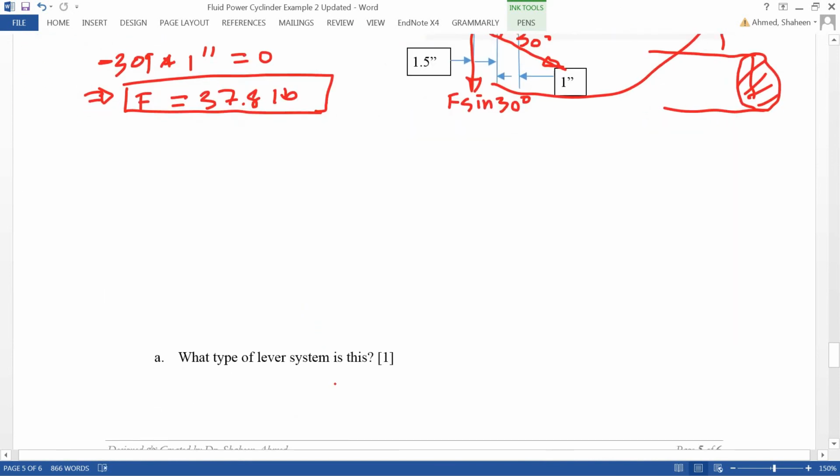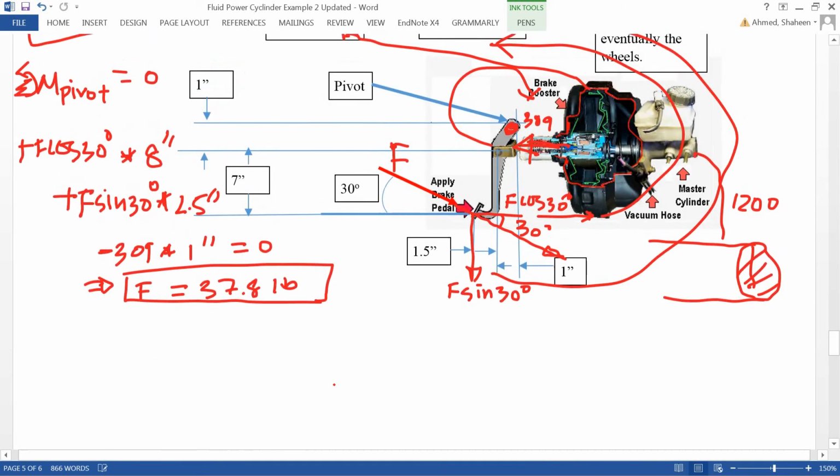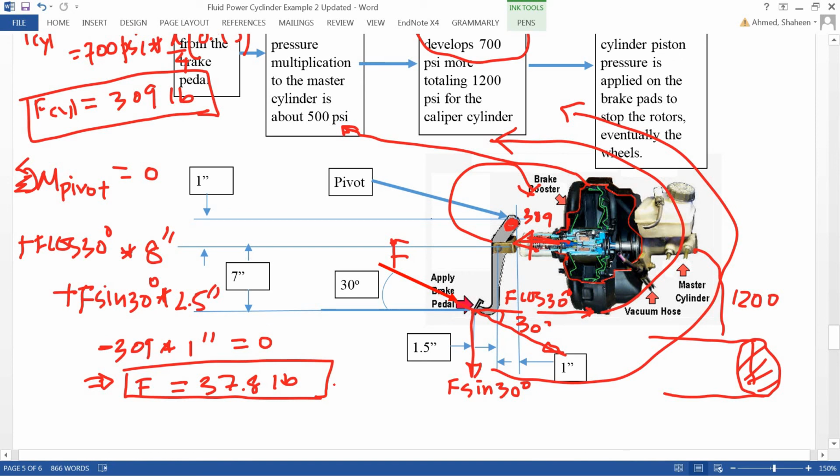Now it says, what kind of lever system is this? I think almost half of the class make a mistake on this lever system. This is a second class lever. Force is multiplied by this lever system. So if you look at the book equations and try to use them directly, some of you might think this is a third class lever, which is ridiculous.